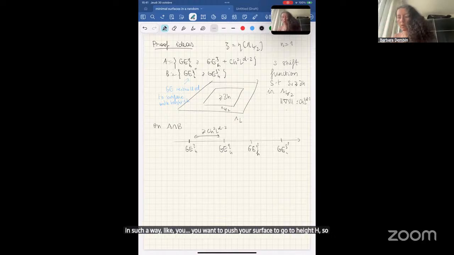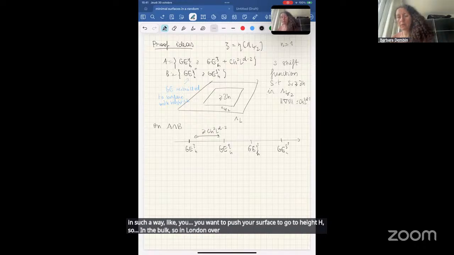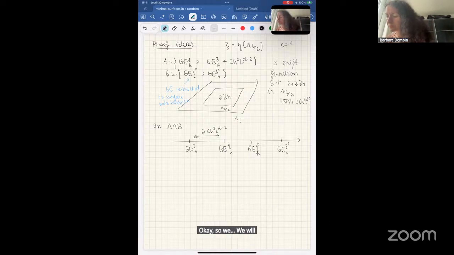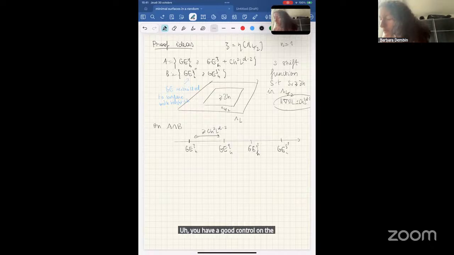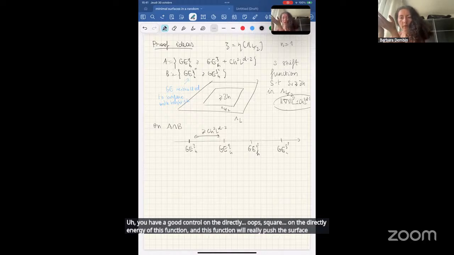So in the bulk, so in lambda L over 2, the shift function will have value larger than 3h. Okay, so we can choose it in such a way that the corresponding cost is of order h square L^(d-2). It's not complicated to find such a function and to compute that, but I will not explain how we do that. But you can use a shift function such that you have a good control on the Dirichlet energy of this function, and this function will really push your surface to have a height h.